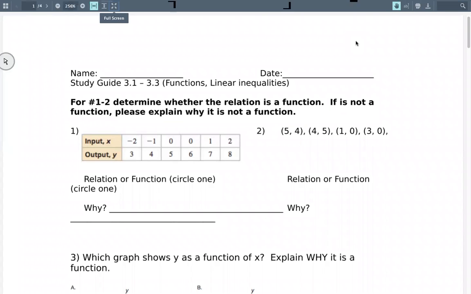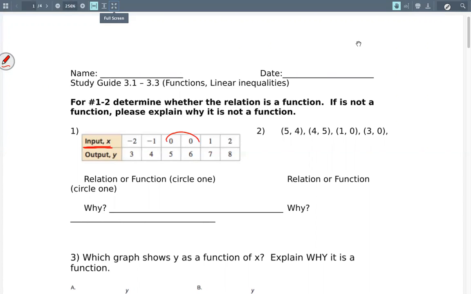All right, so this is the study guide for 3.1 to 3.3, functions and linear inequalities. It says determine whether the relation is a function. Remember, if something is a function, it has no repeating x values. So I'm really focused on the x values in this whole quiz, okay? So here, I'm just going to be looking at the x values. That's going to be this input.